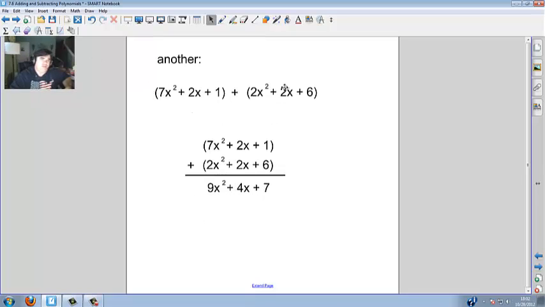Here's another. Take these two trinomials, stack them up, and add them across. Add them up and down. 1 plus 6 is 7, 2 plus 2 is 4, 7 plus 2 is 9.